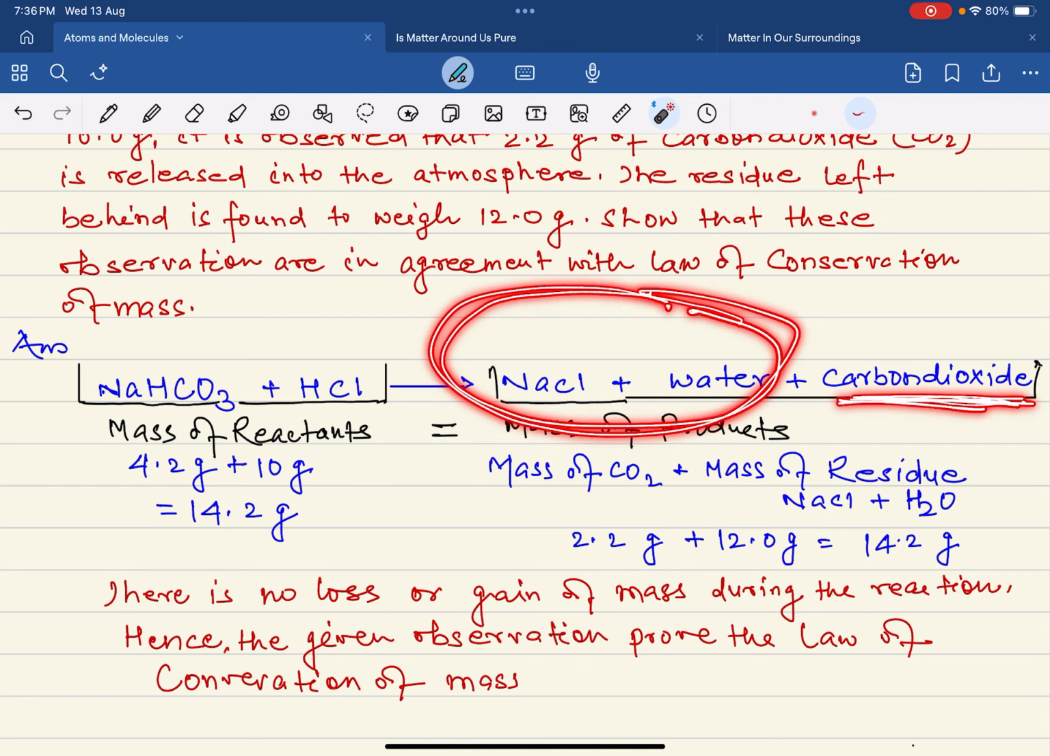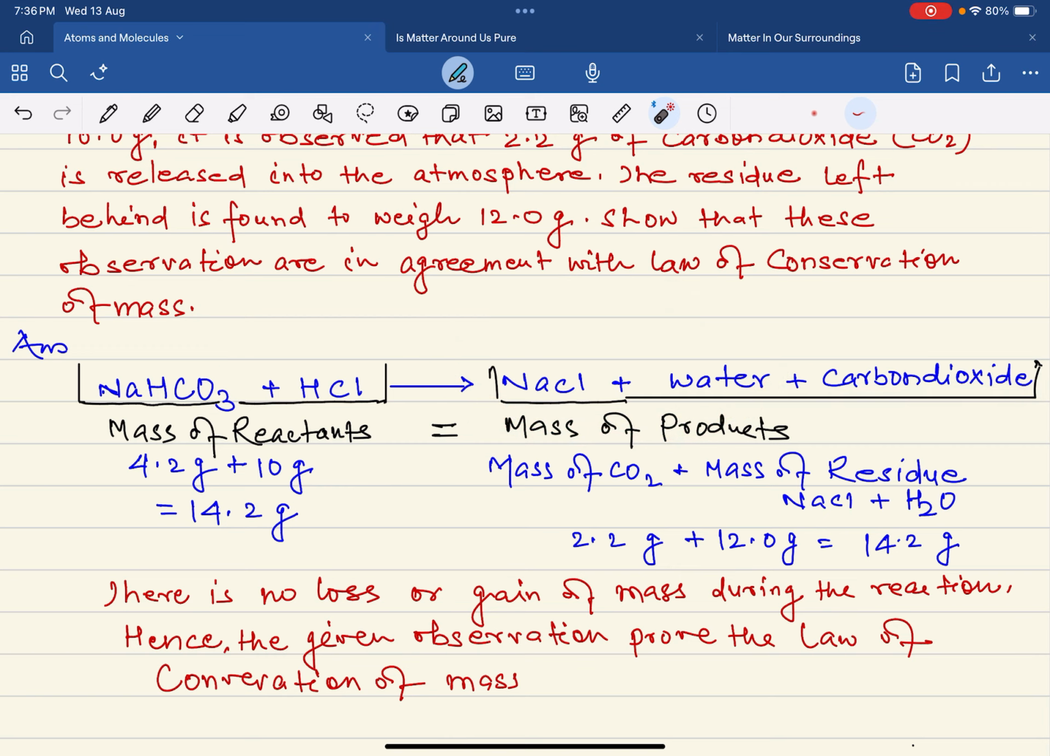So, first of all identify the mass of reactant. Mass of reactant is given: 4.2 gram of sodium hydrogen carbonate and 10 gram of hydrochloric acid.